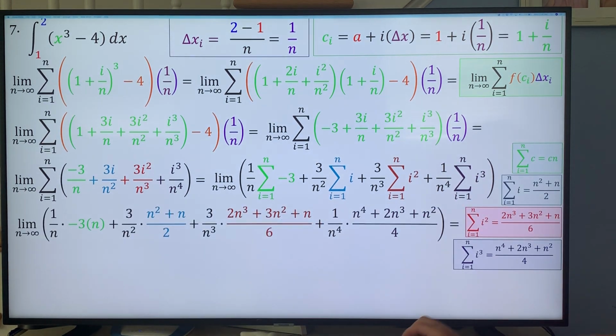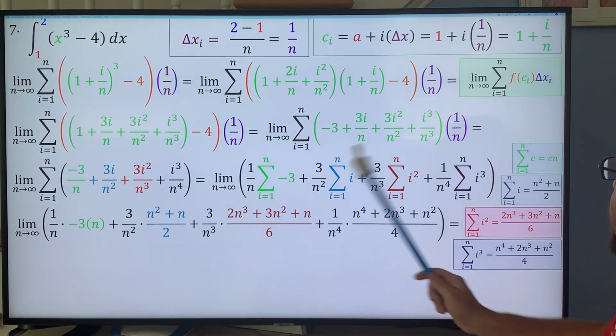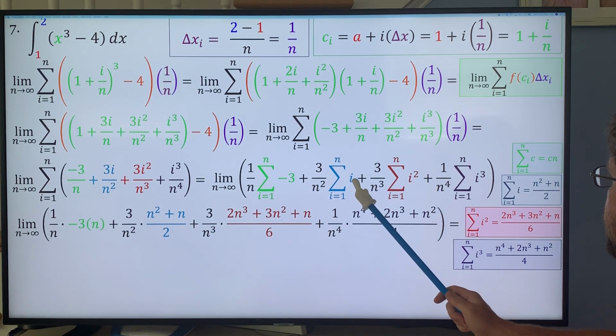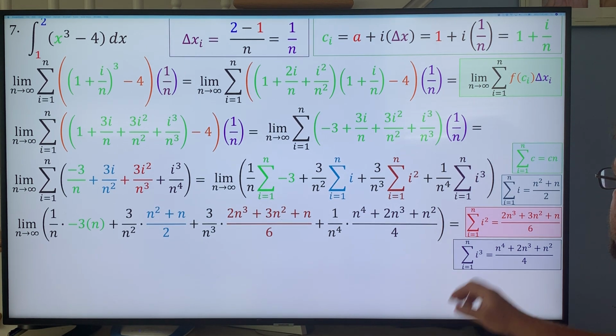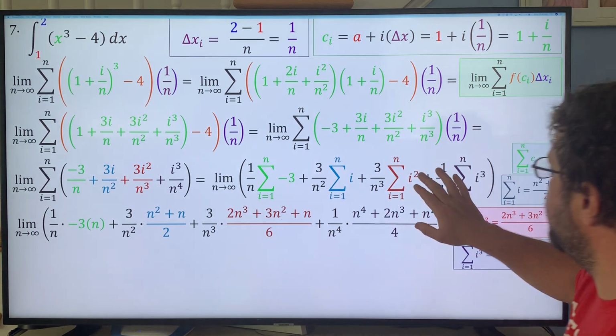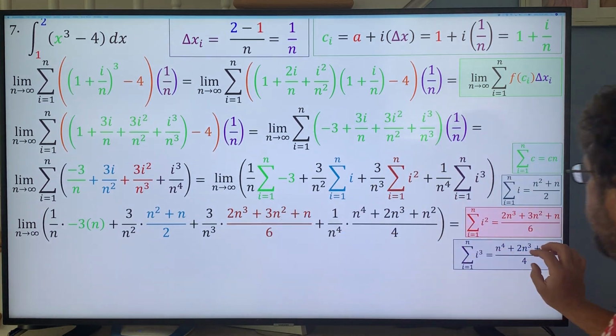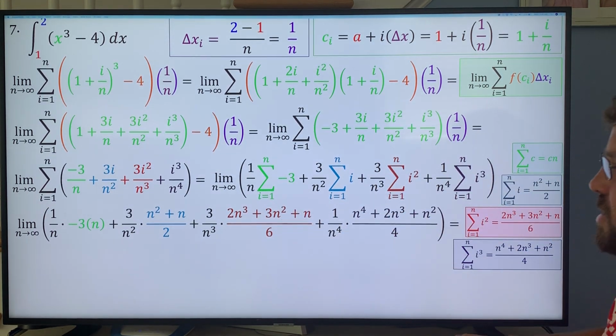Now, you can use our summation formulas. Whoa, we got 4 of them. Negative 3 times n. n squared plus n. Just substitute this stuff right in here. Throw it in.